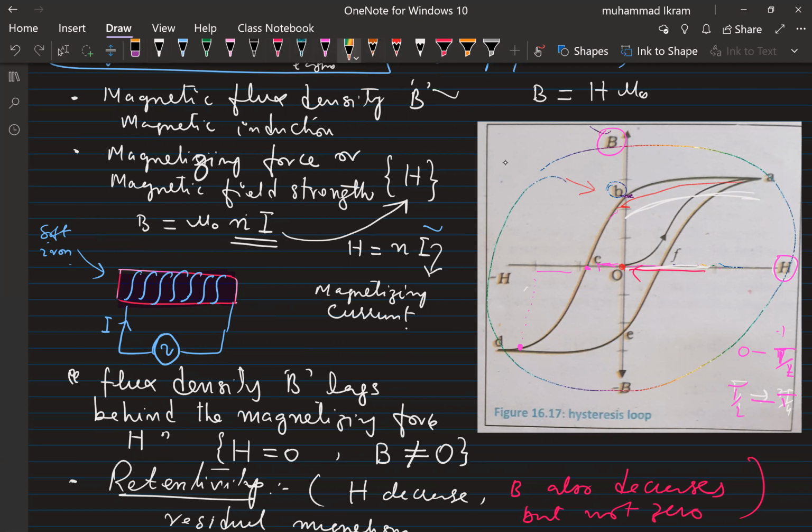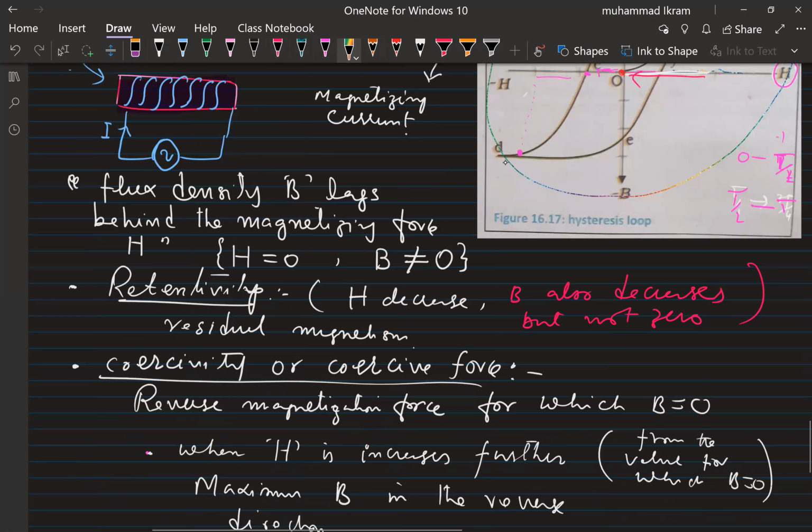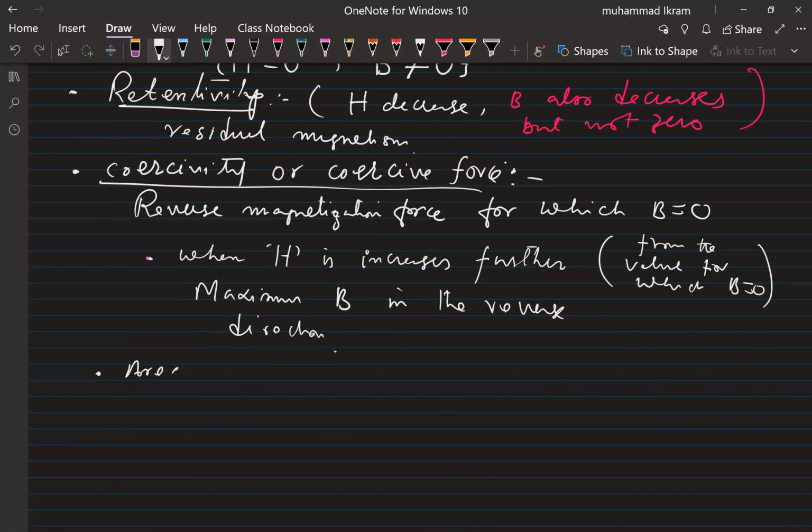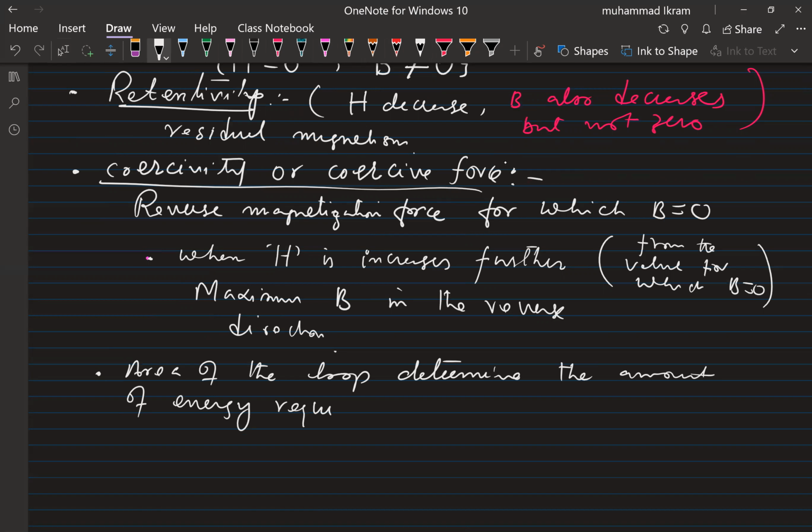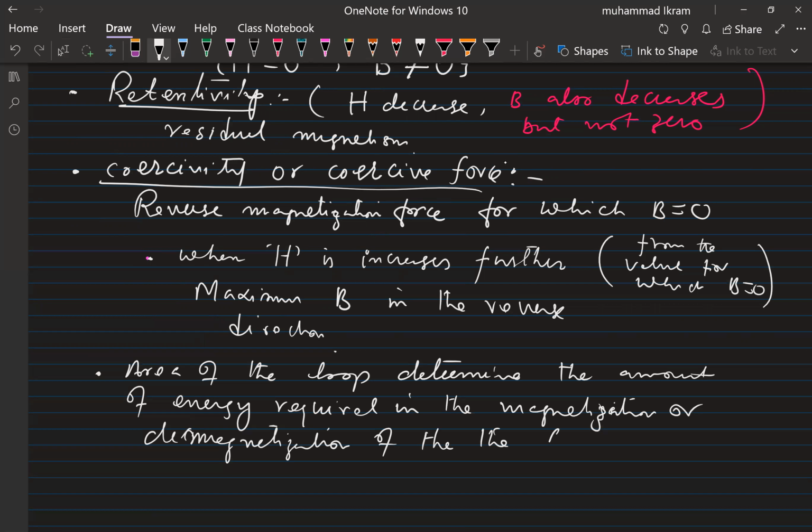We call this whole curve the hysteresis loop, right? Remember, note that the area of the loop determines the work done, or the amount of energy required in the magnetization or demagnetization of the ferromagnetic substances over one cycle of AC current, right?